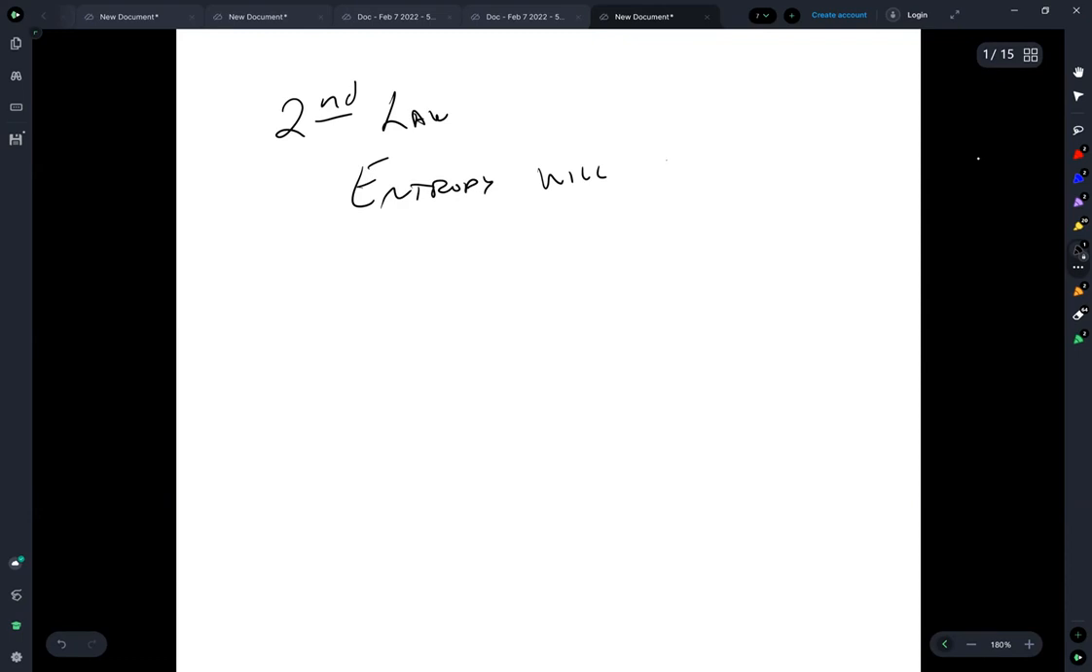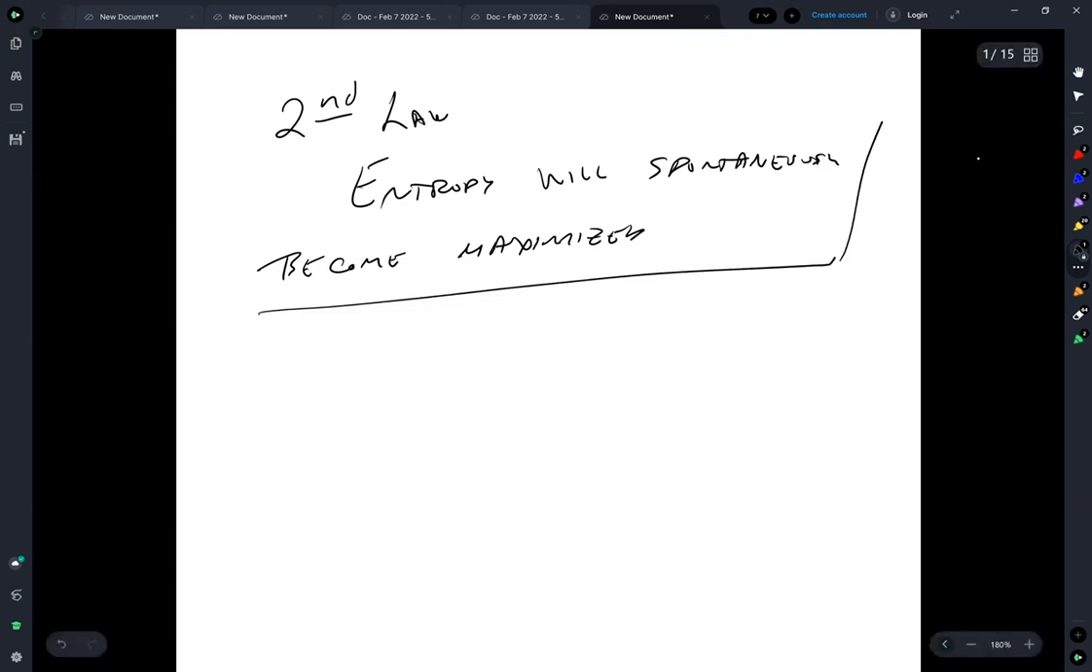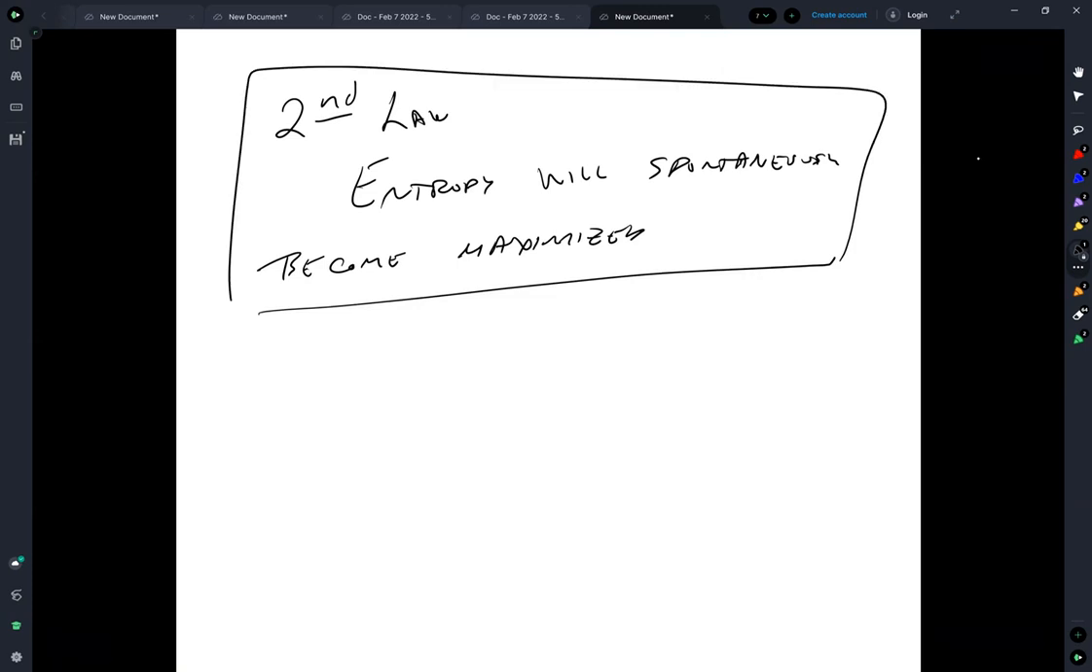So what I'd like to show now is what's driving a system towards stability, or if a system is out of equilibrium, what realigns it. And fundamentally, it is the second law, which says that entropy will spontaneously be maximized, and it is the entropy that's driving this.